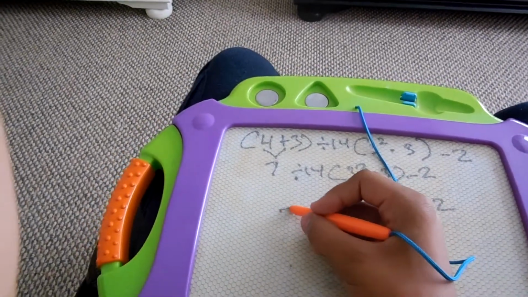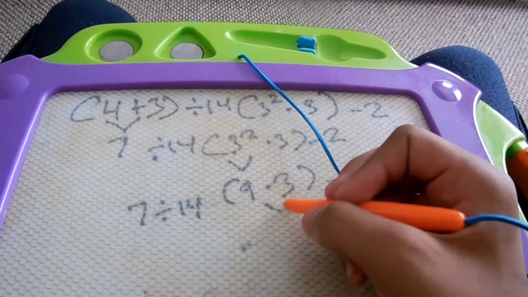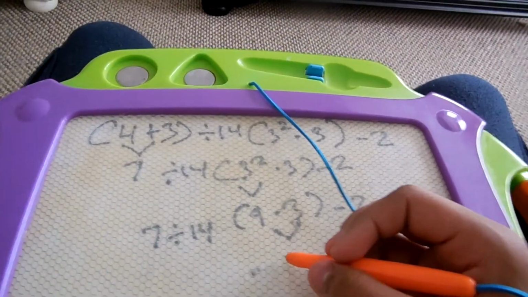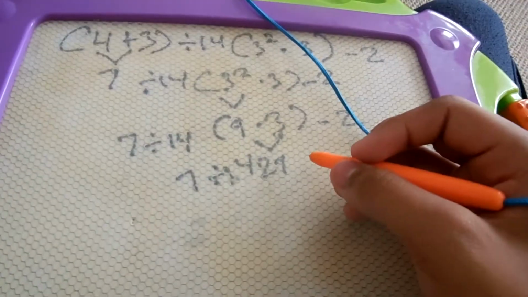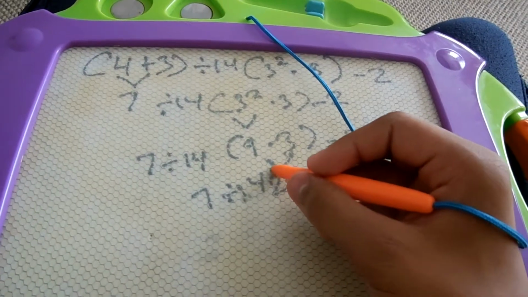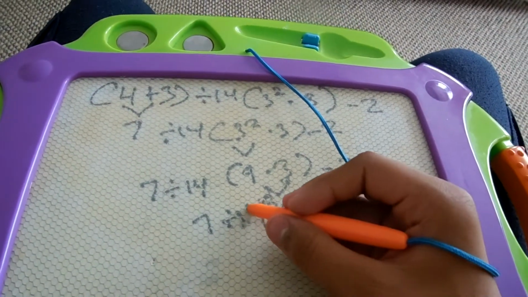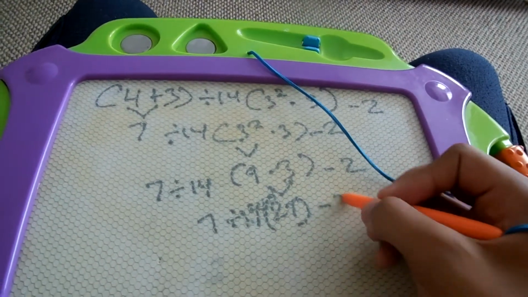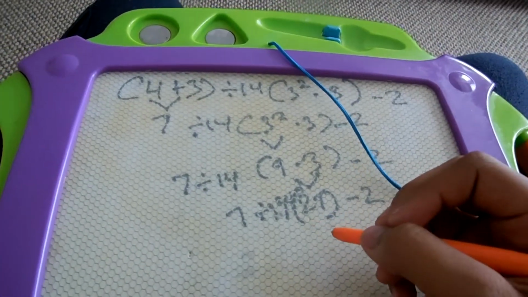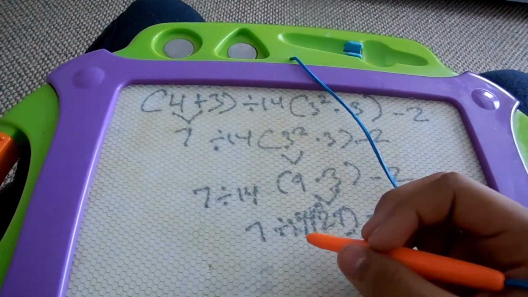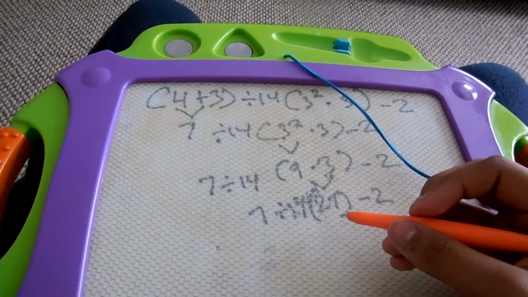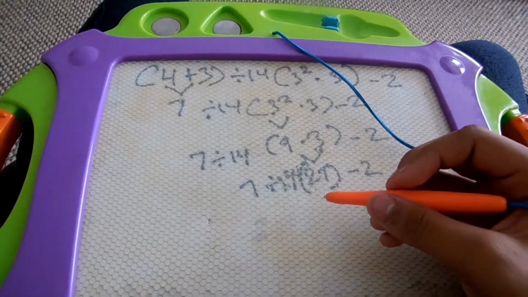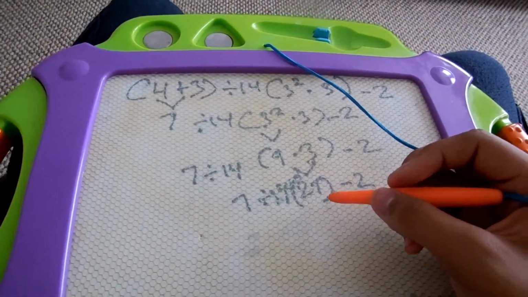So 9 times 3 in parentheses, minus 2, and 7 divided by 14. 9 times 3 is 27, and 7 divided by 14, minus 2. Now it's actually 7 divided by 14 times 27 minus 2, because like in lesson 1, you can write multiplication in different ways for expressions. So this is 14 times 27.